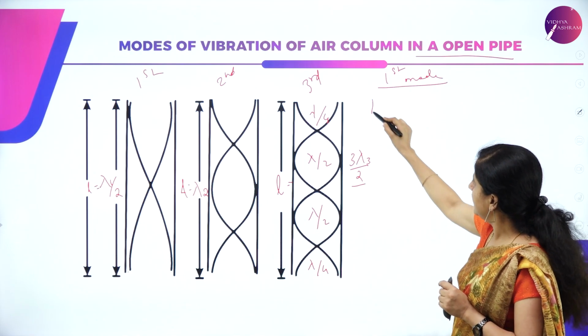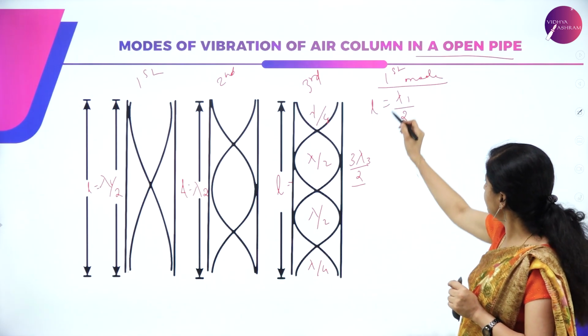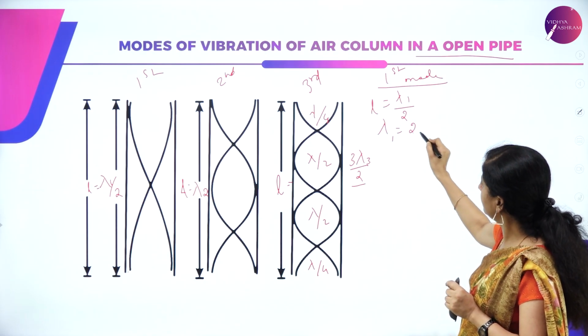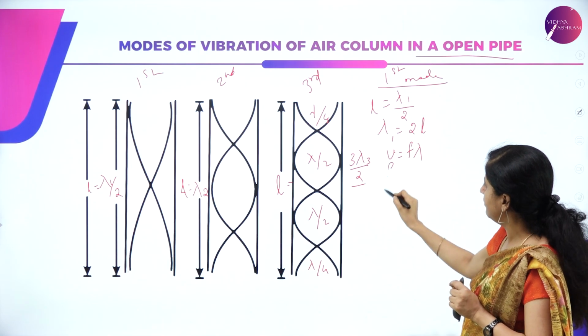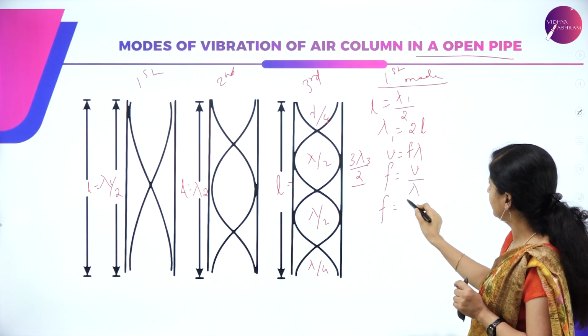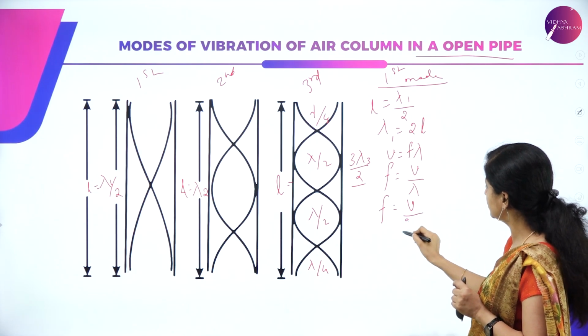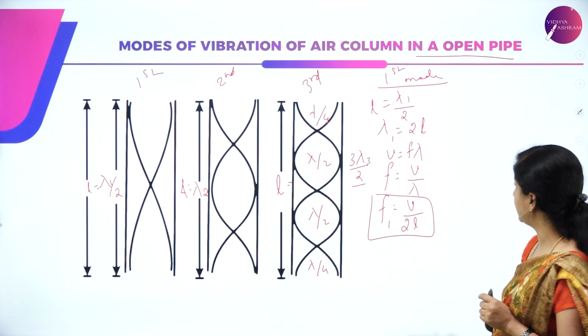So let us now take first mode of vibration. First mode: L is equal to lambda 1 by 2. So from this we can write lambda 1 is equal to 2L. We have a relation V is equal to F lambda, where F can be written as V by lambda. So F is equal to V divided by lambda, which is V divided by 2L, the frequency of first mode of vibration.